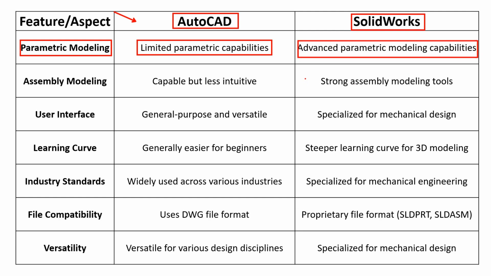SolidWorks is built around parametric modeling, allowing users to create relationships and constraints between different parts and features. This parametric approach enables easy modification of designs by changing a single parameter, updating the entire model accordingly.